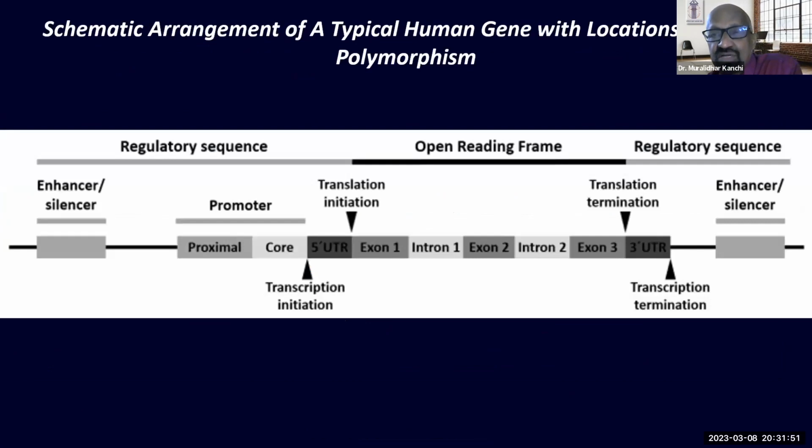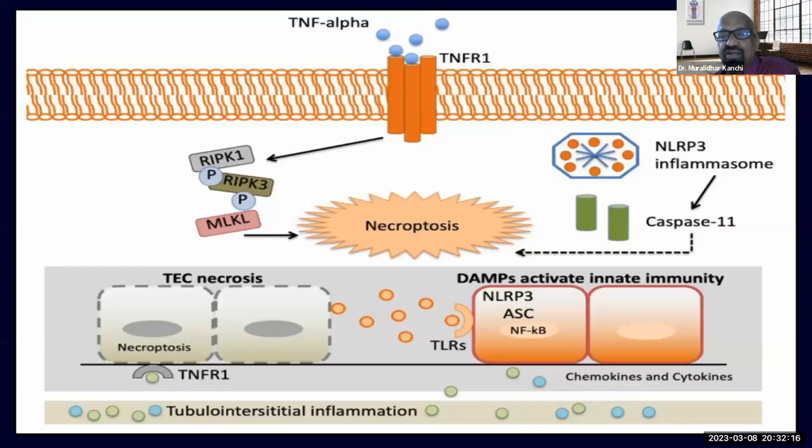This is the schematic arrangement of a typical human genome with locations of gene polymorphism, and the genes are analyzed by genome-wide analysis. Any polymorphism, that is a change in the normal amino acid sequence in the gene, is identified, and several such small changes are added together to give a polygenic risk score. Depending on that, we could identify the genetic polymorphisms which may predispose these patients to acute kidney injury when they are subjected to cardiac surgical procedures.